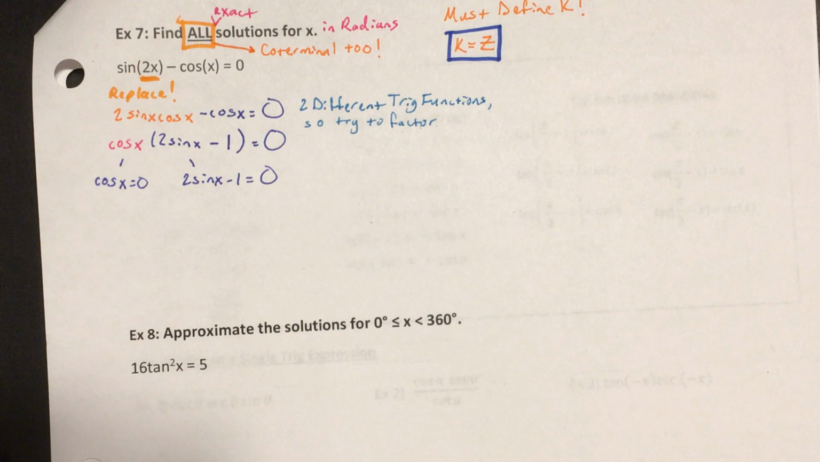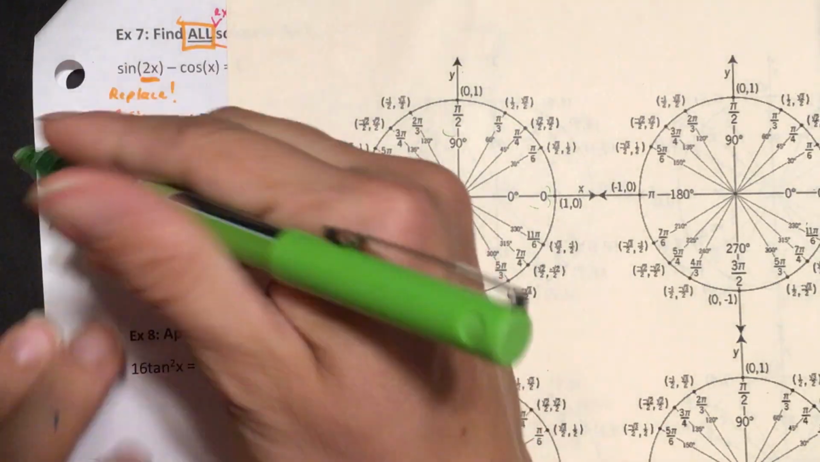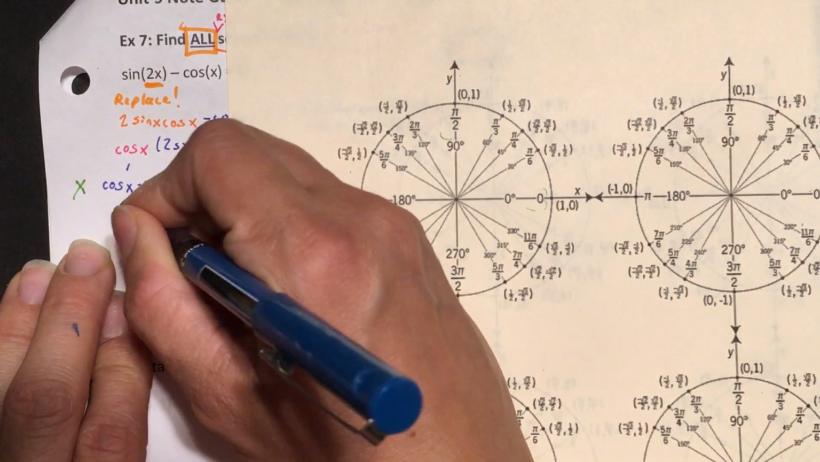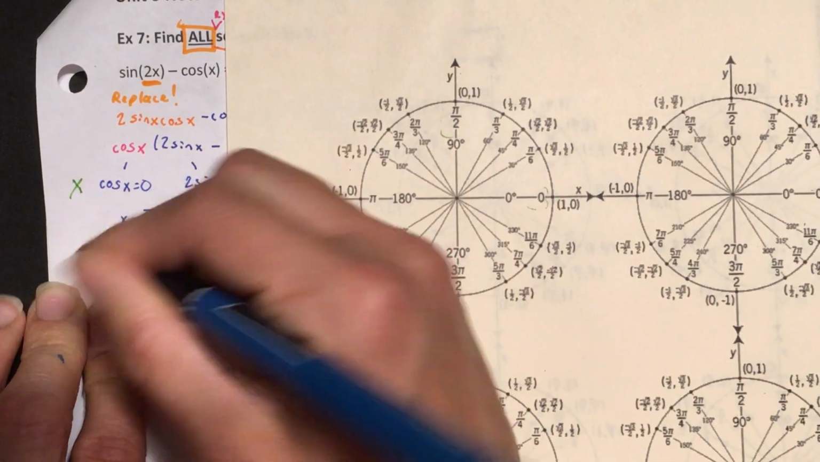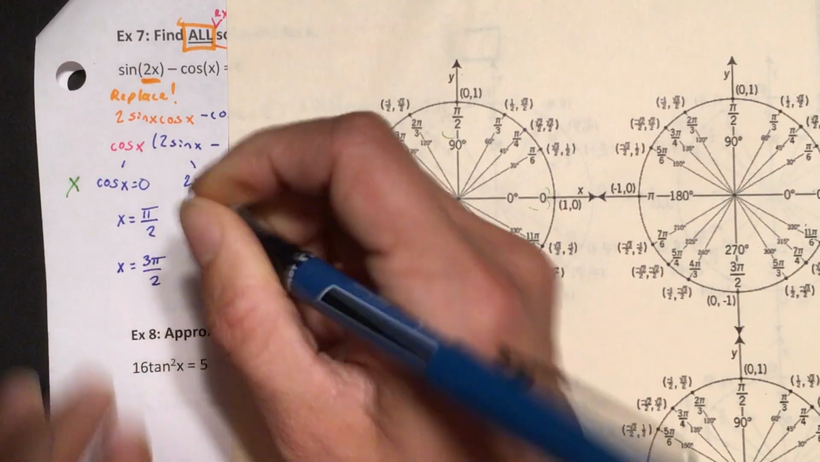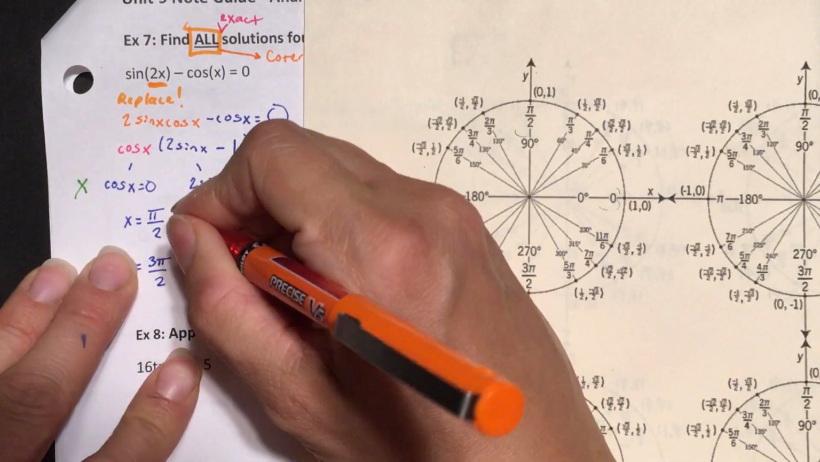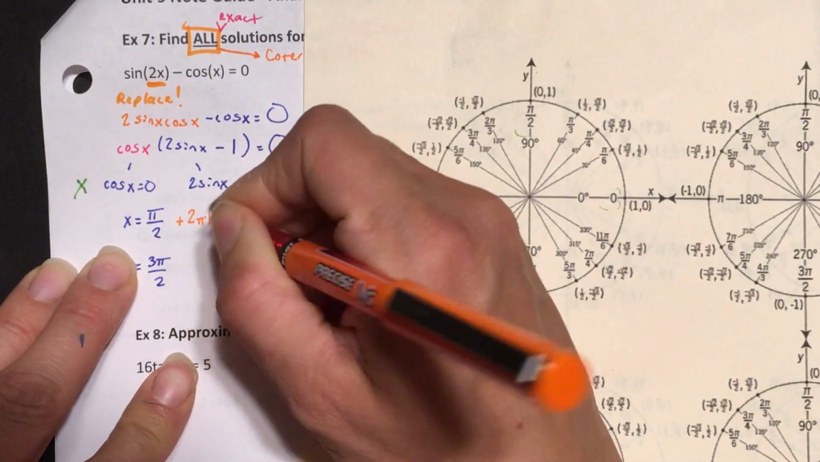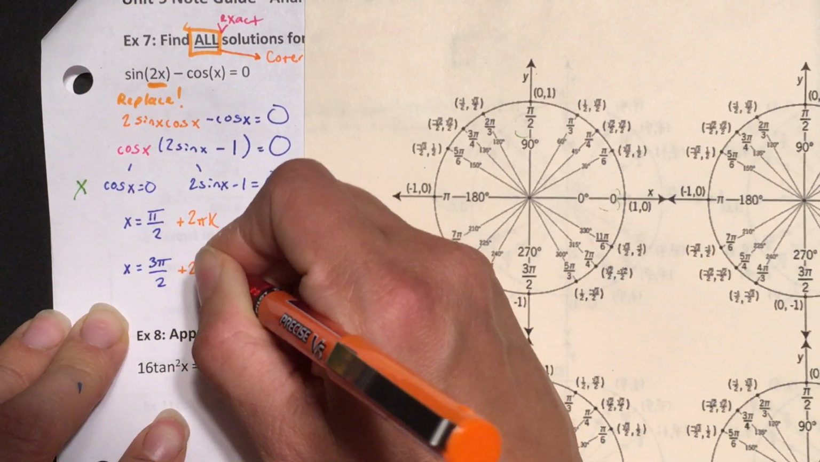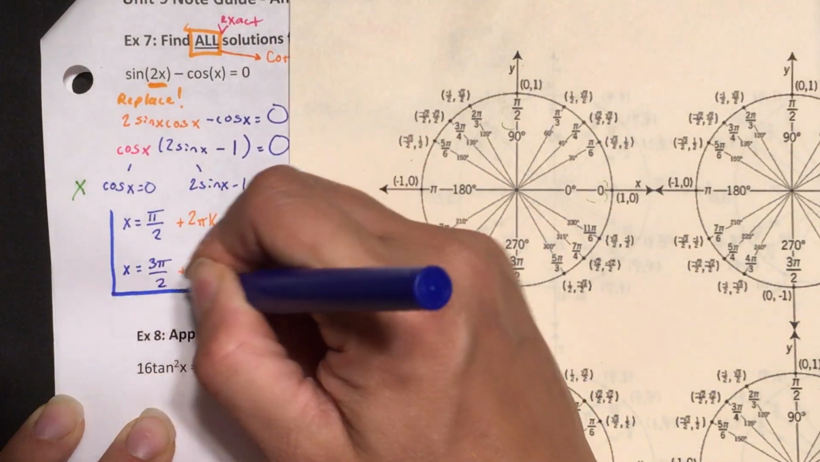All right, folks, so where is cosine of x equal to 0? So for cosine of x, we're looking for where the x value is equal to 0. That's going to be at pi over 2 and 3 pi over 2. And because I am looking for the coterminal solutions as well, we are going to add 2 pi k. Why 2 pi? Because our units are in radians. So there's 2 of my solutions.